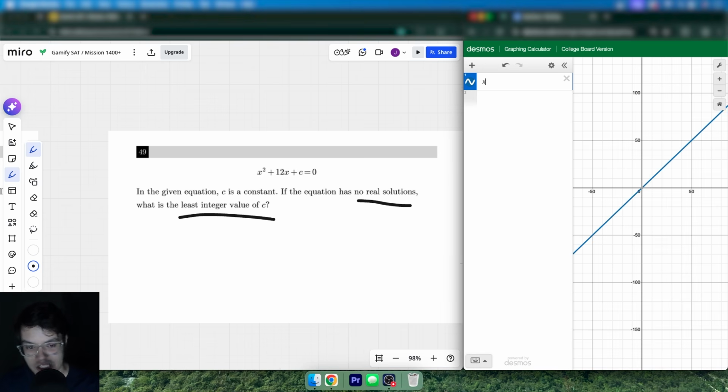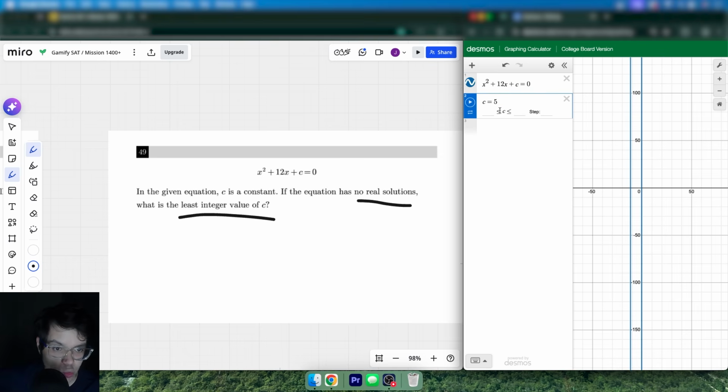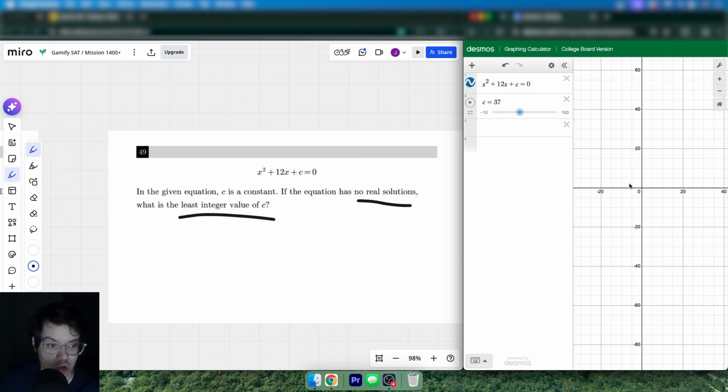So I could type here x squared plus 12x plus c is equal to 0, and then just say c is equal to whatever. We're trying to make c equal something where there's now no line being shown. I think none of the ones I'm given work, so I'll extend this. So yeah, if c is equal to 37, there's no line there, so therefore there would be no solution.